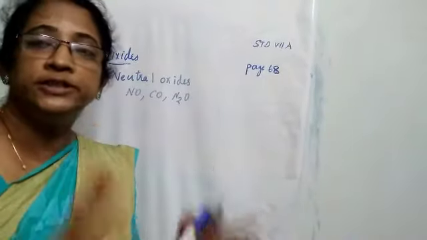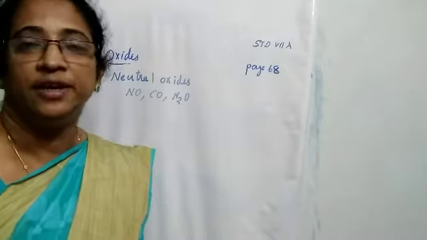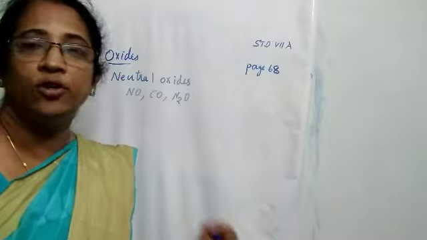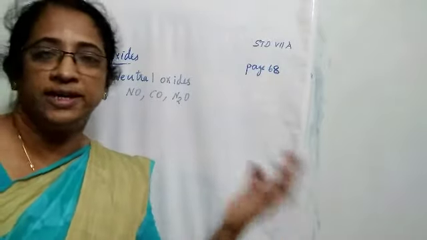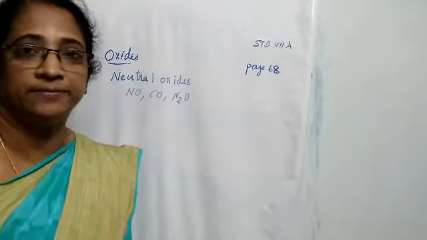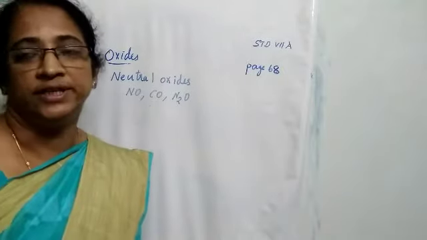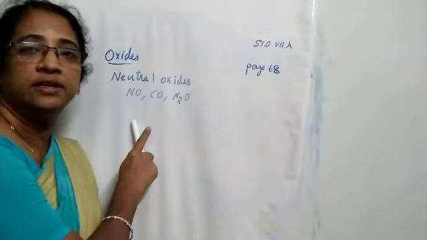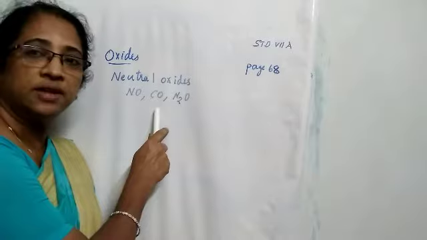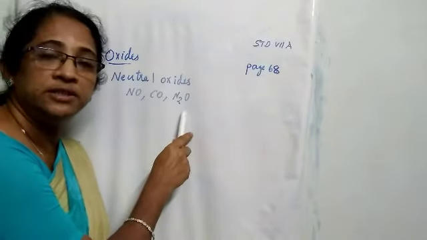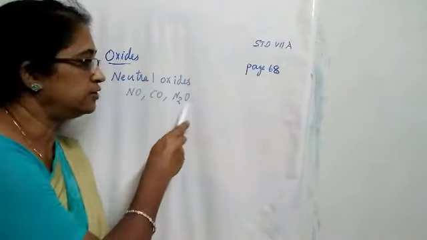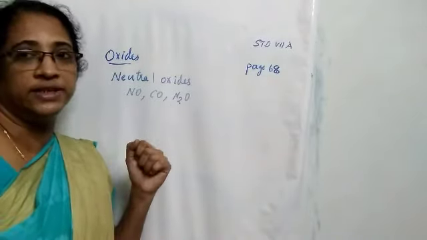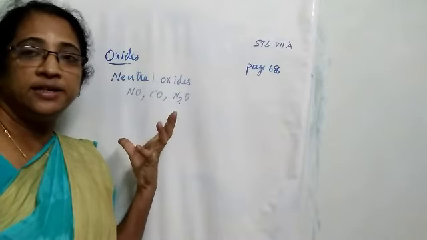And the fourth type is neutral oxides. Neutral oxides are non-metallic oxides which are neither acidic nor basic, not showing acidic character or basic character. They are called neutral oxides. Learn by heart the names of neutral oxides: NO is nitric oxide, CO is carbon monoxide, N2O is nitrous oxide. Nitrous oxide is also called laughing gas. So these are the three neutral oxides. They are neither acidic nor basic.